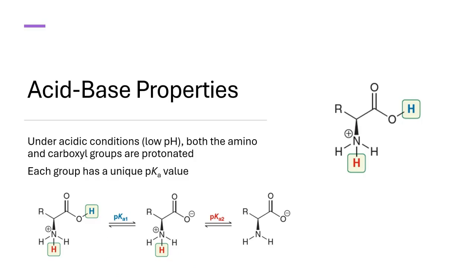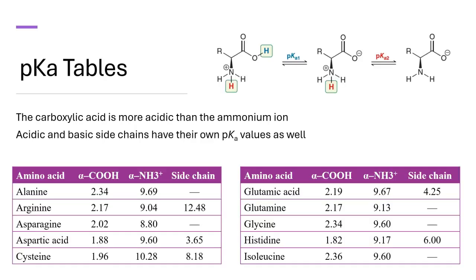pKa tables. The carboxylic acid is more acidic than the ammonium ion. Acidic and basic side chains will also have their own pKa values. So notice we're given the pKa values here of the carboxylic acid, of the ammonium, and then if there's a side chain that's acidic or basic, we also have its pKa value.